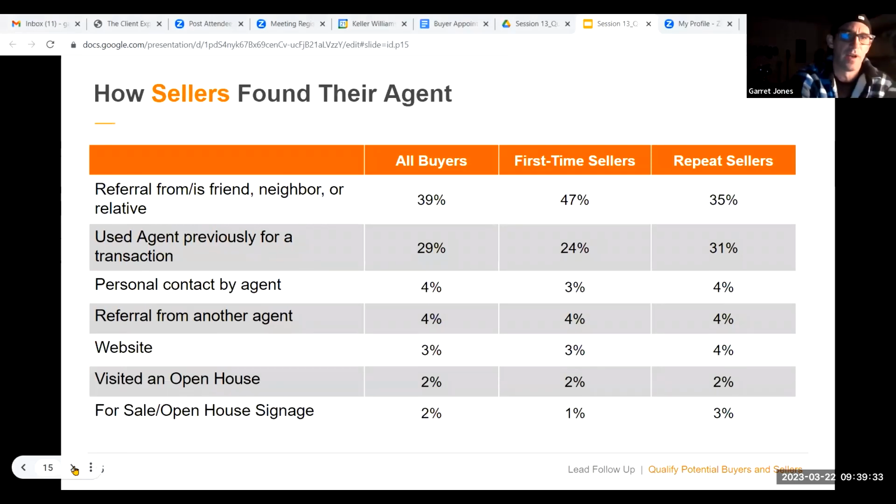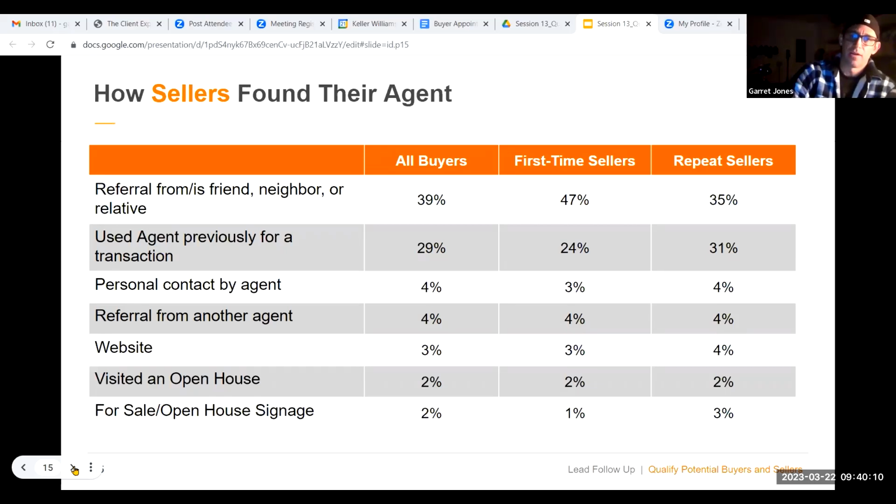So this is how people found their sellers. Again, the referral just dominated everything, right? Using the past agent. I had a situation where a guy contacted me. He was going through a divorce. He wanted me to sell the house. But the attorneys, to avoid conflict between the people getting divorced, decided that they were just going to use the agent that helped them buy the house, because then it was one less thing for them to argue about. So that happens.